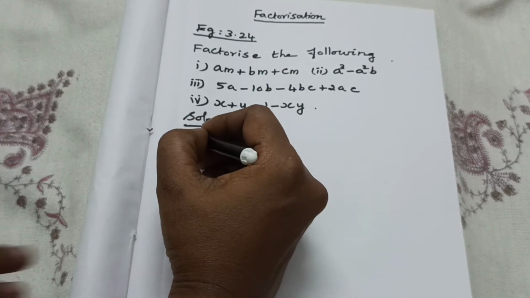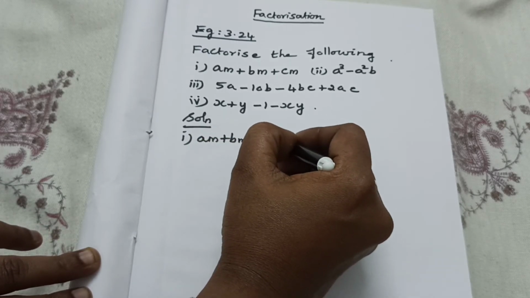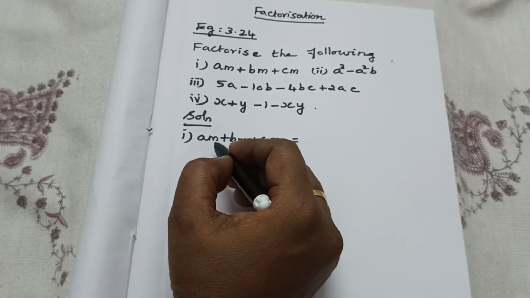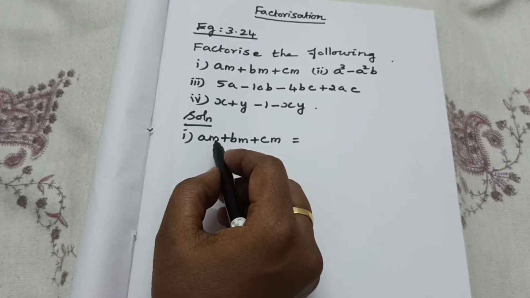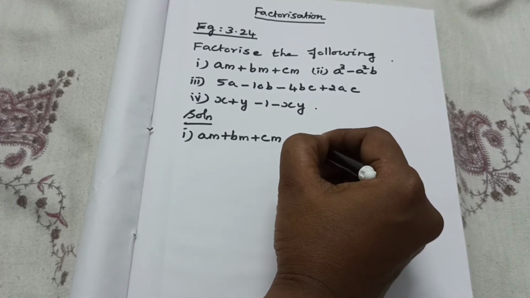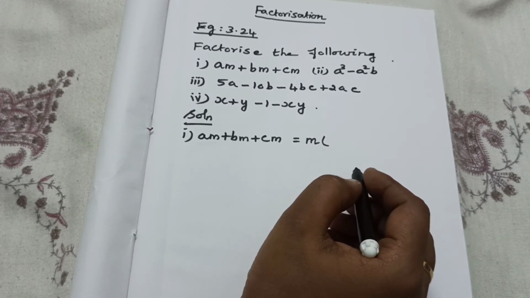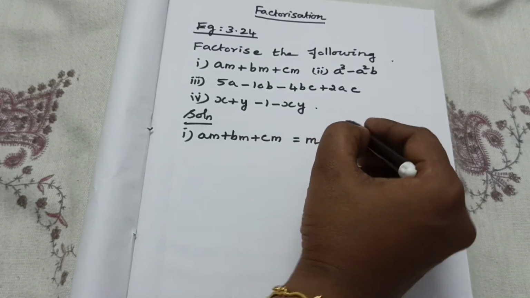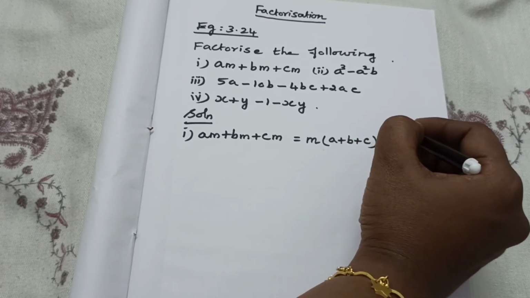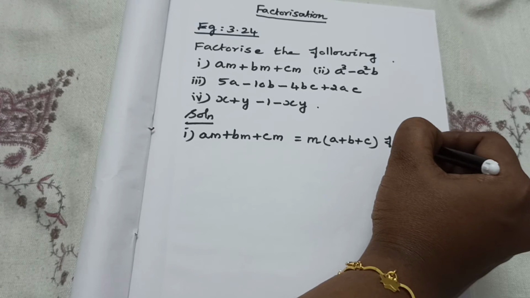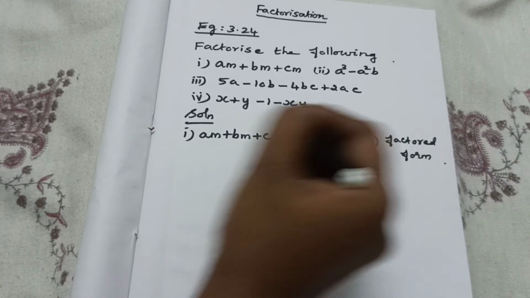Here am plus bm plus cm. So first method we can use, isn't it? The common factors we have to take outside, which is common here. M is there. Here m is there, isn't it? So m common we can take outside. Then m common you have to take outside. And then what is the remaining? Here a plus b plus c. This is the factorized form. Any doubt?